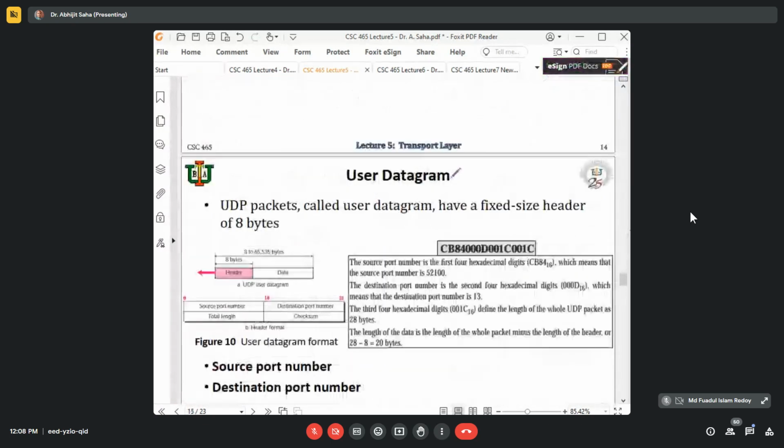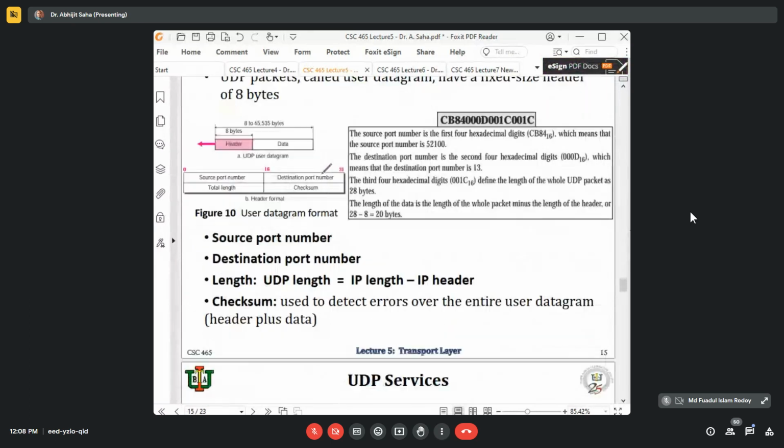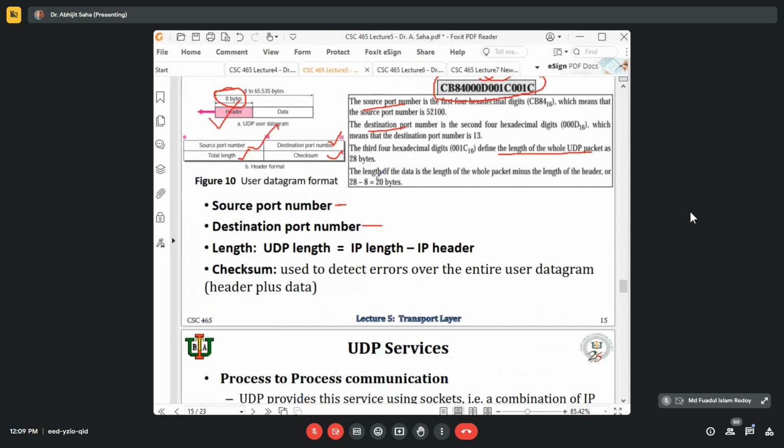Then from here on, for the UDP datagram, you need to know that the UDP header is a fixed 8 bytes, and you should be able to define each field of the UDP, all four fields. And also you should know, from a UDP user datagram, how to calculate the source port number, destination port number, and the total length of the UDP packet, as well as the length of the data only in the UDP packet. You should know how to calculate them.